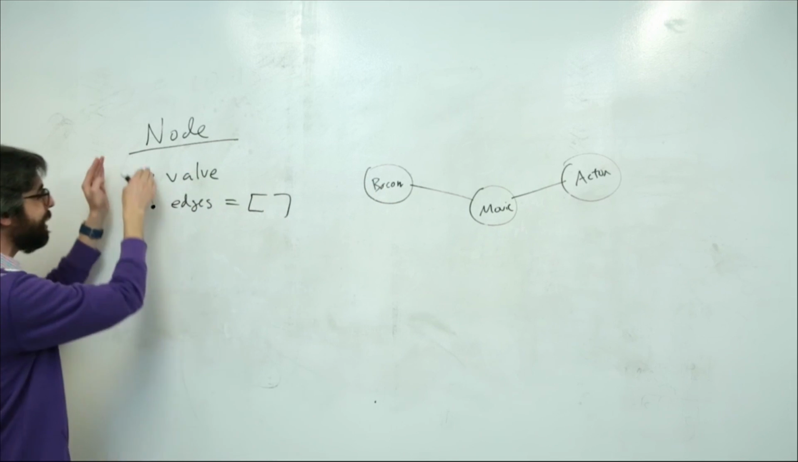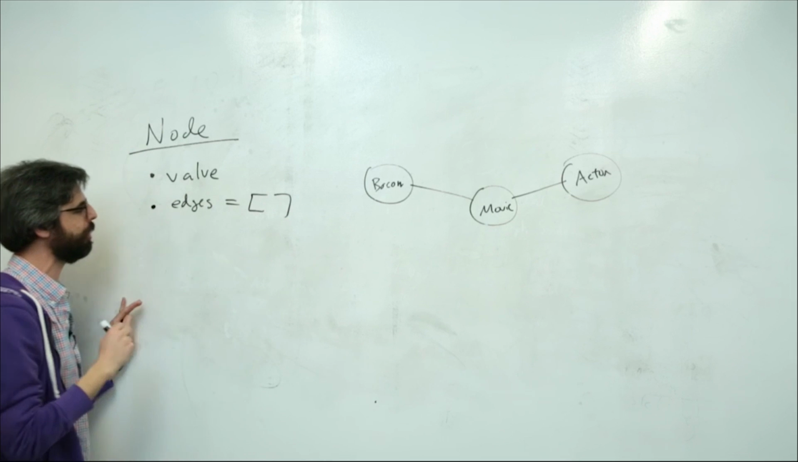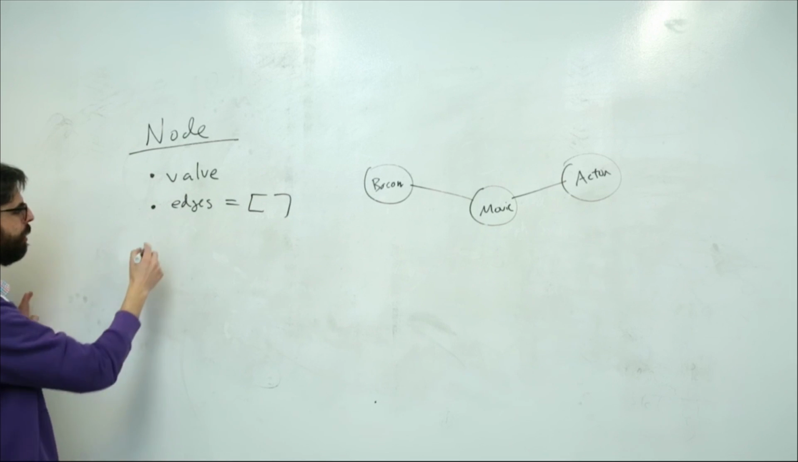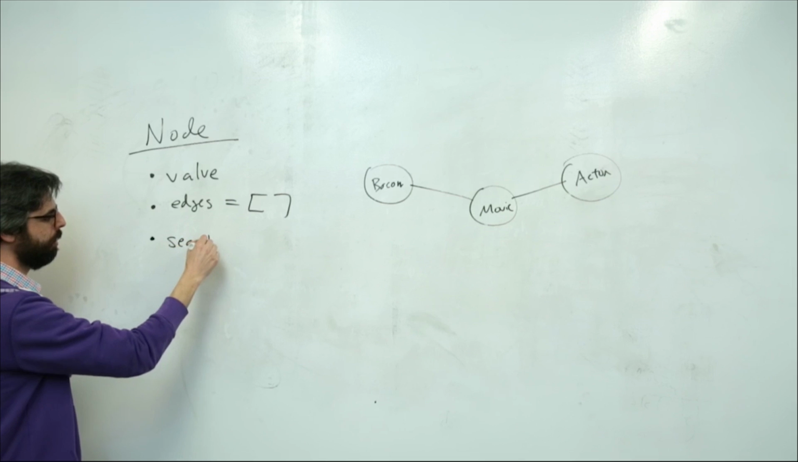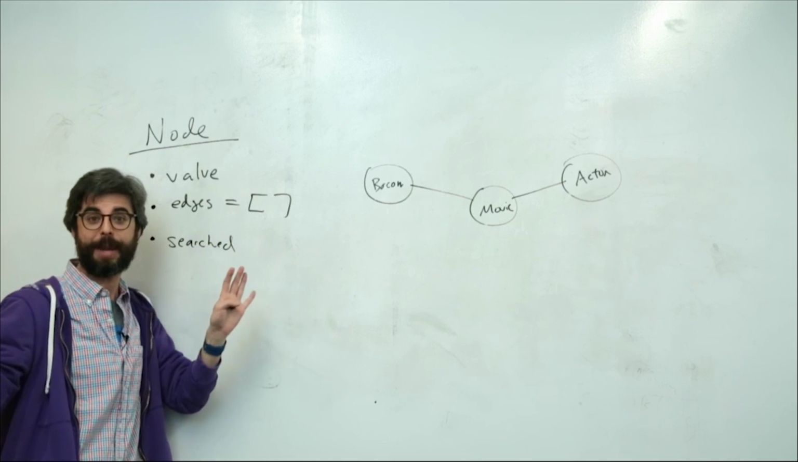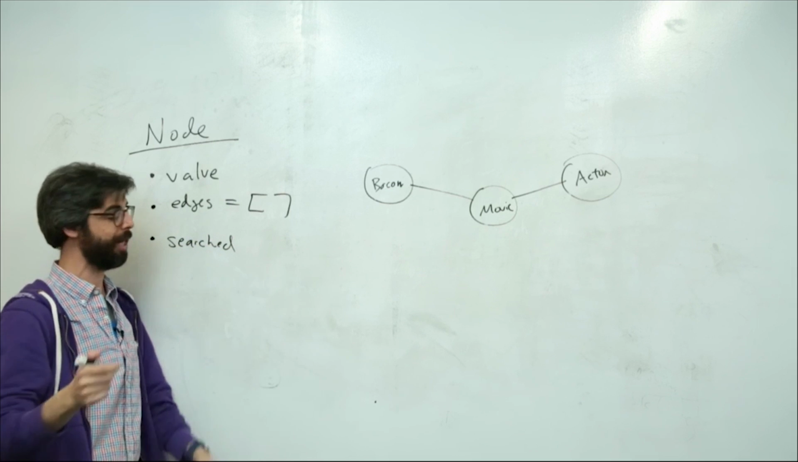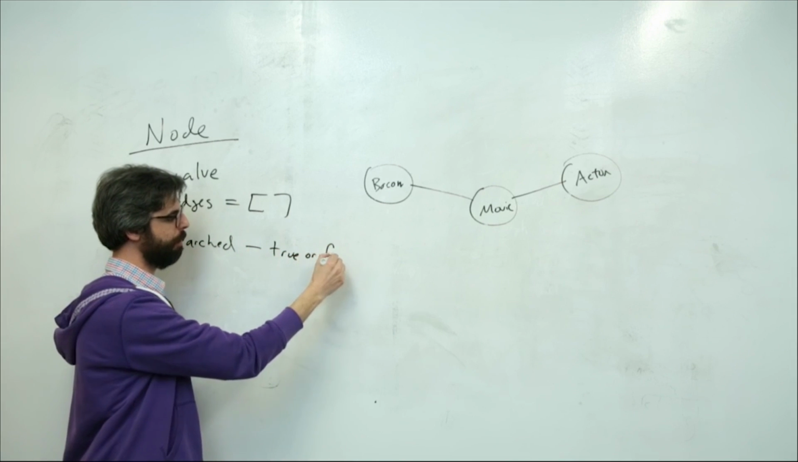Now, there are other pieces of data that the node is going to need, and these are part of the breadth-first search algorithm. I'm just going to mention them right now, while they're in my mind. One is a Boolean: has it been checked, searched or not? We're looking for Kevin Bacon. Has this node been checked already to see whether it's Kevin Bacon or not? So this is going to be true or false. This is going to be a Boolean.